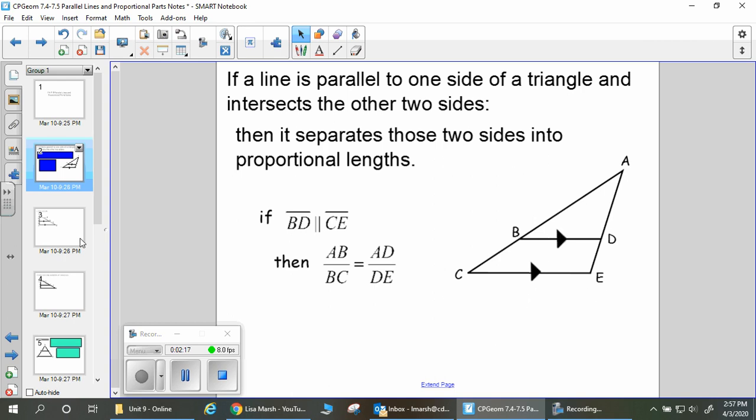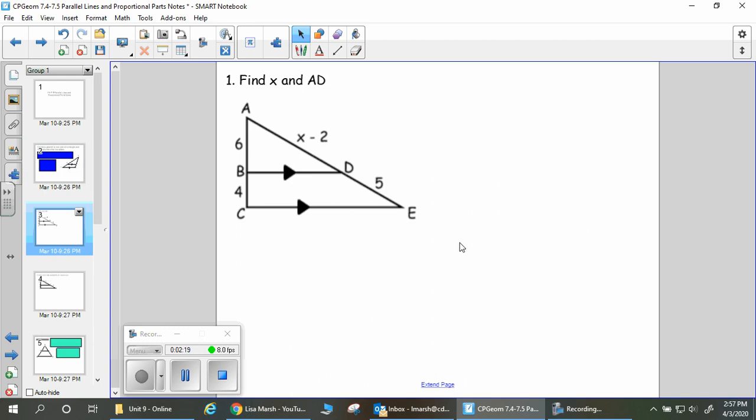parallel. So if we look at an example, the example asks us to find X and AD. So I do have my two parallel segments, and because I have my two parallel segments, I can go ahead and set up a proportion. So I'm just going to go down the left side and down the right side to set up that proportion. So going down the left side, I've got 6 over 4, and that's going to equal X minus 2, and then on the bottom, we've got 5.